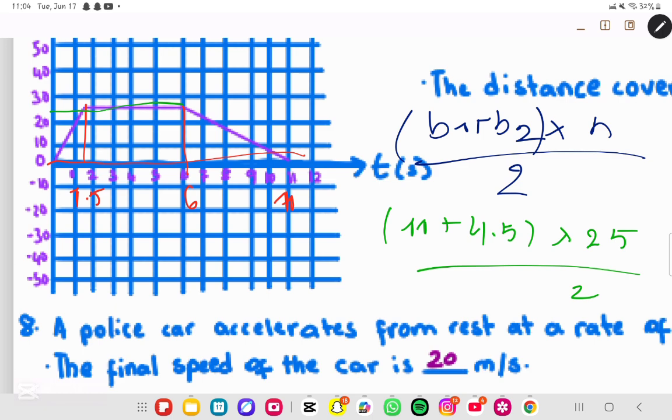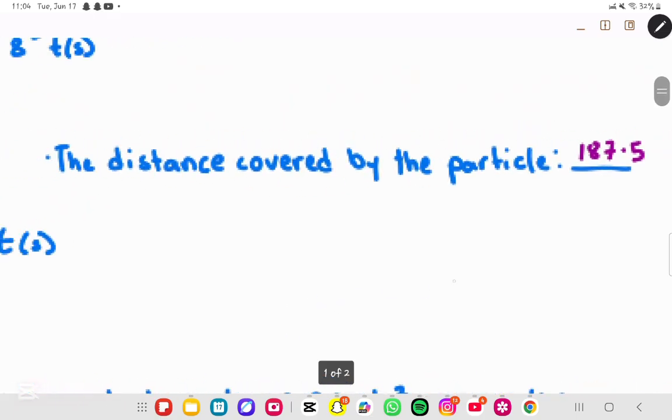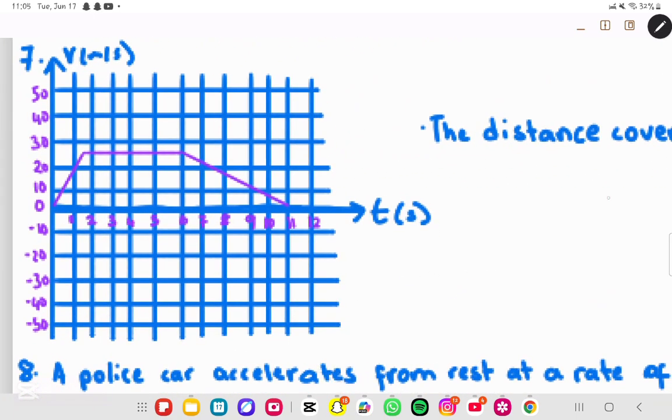I'm not sure even. Times 25 divided by 2. You're supposed to get what? I got 193.75. I think it's wrong. Hold on. 187.5. Okay, so in that case, I believe they did not take it as 1.5, they took it as 2.